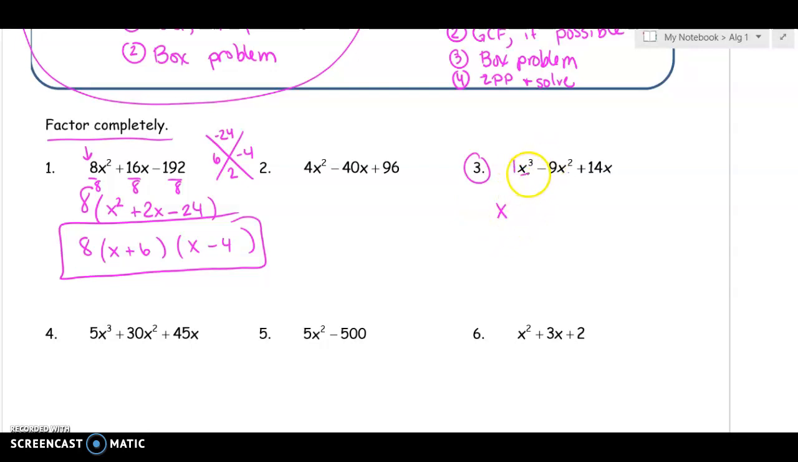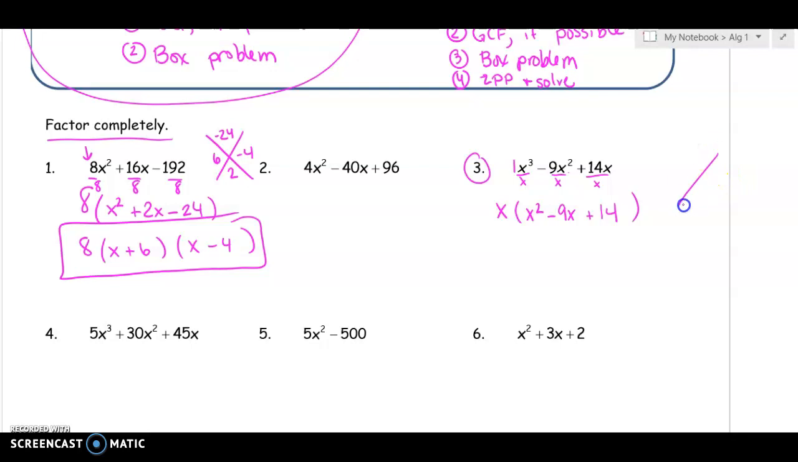Since x is our GCF, we're going to divide each of these by x to see what goes inside our parentheses. X cubed divided by x is x squared, minus 9x squared divided by x is 9x. 14x divided by x is 14. The x's cancel. So that's going to be what's inside the parentheses.